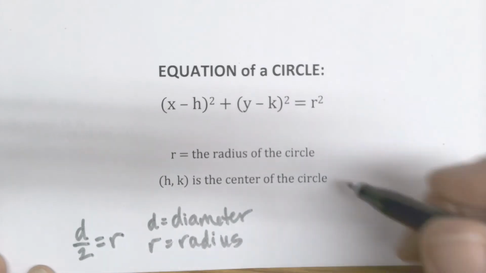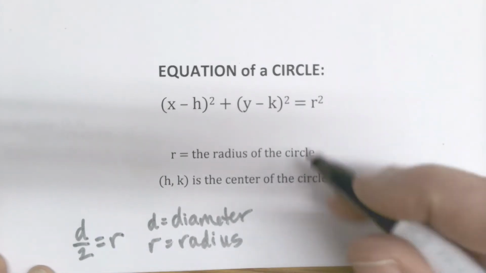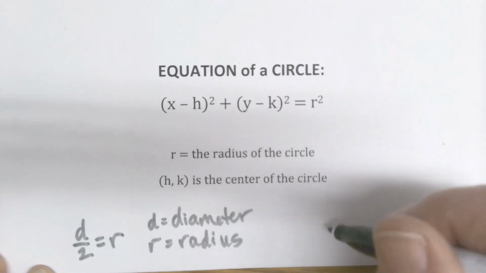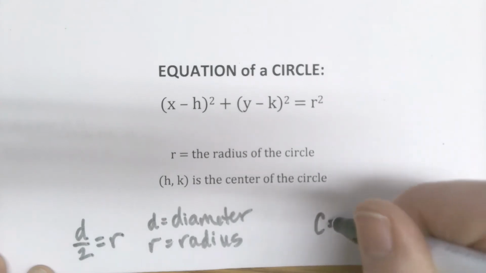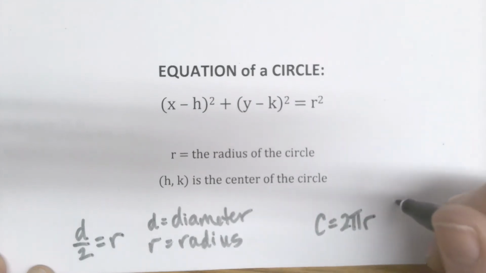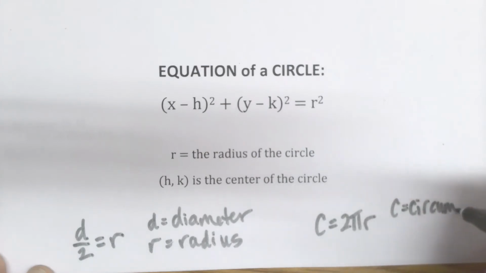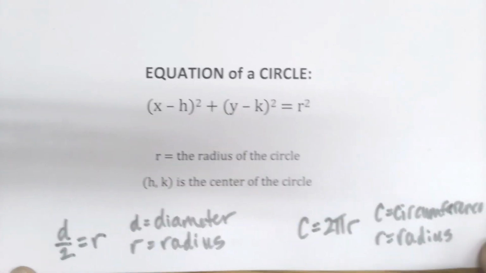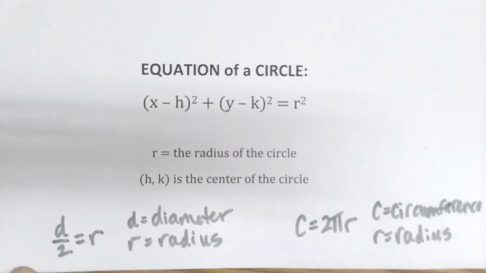Another formula that we are going to discuss, or you could use as an option, is the circumference, and the circumference is 2 pi times the radius. So that capital C stands for circumference, and r again is the radius on that one. So just add those two to the bottom of your note sheet or somewhere on your note sheet.